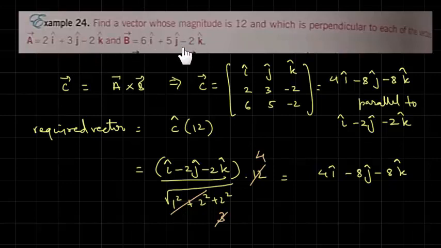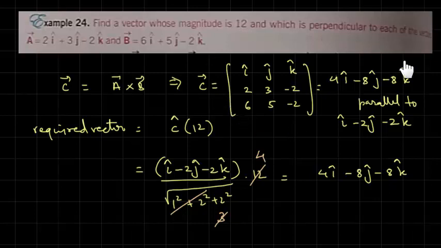Find a vector whose magnitude is 12 and which is perpendicular to each of the vectors a and b. So again it has to be perpendicular to both, so let's do the vector product first. Then we can find a unit vector in this direction just like we did before, and then we will multiply that unit vector by 12.